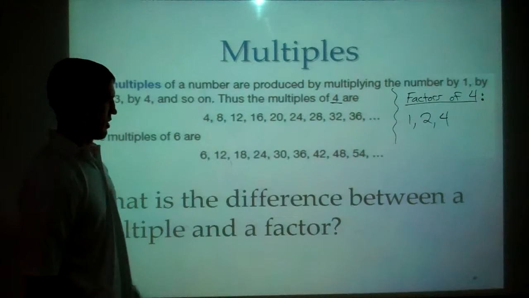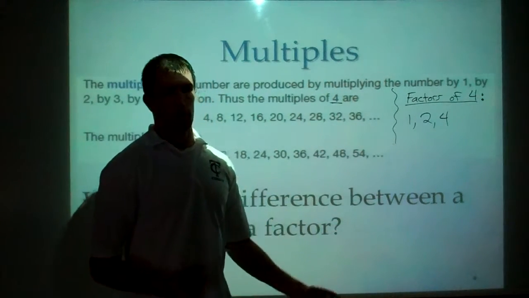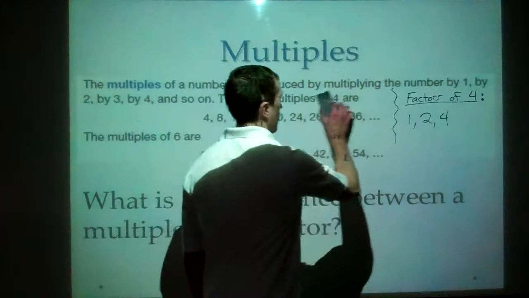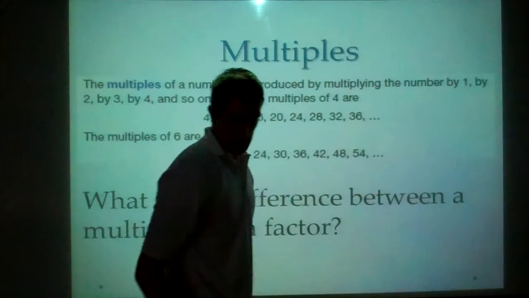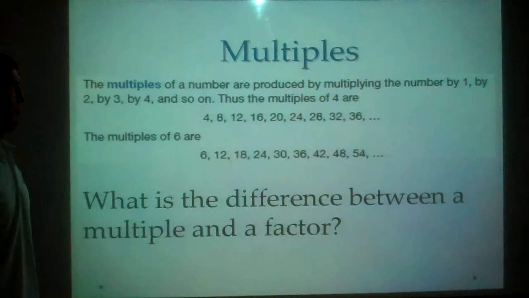As we can see with these dots here, there will be an infinite number of multiples for any number, because you can always keep multiplying by the next number that you count with.